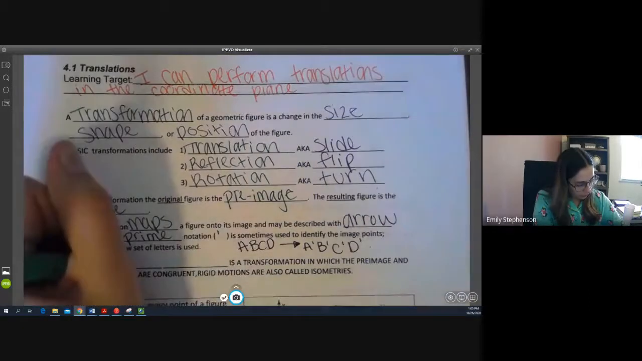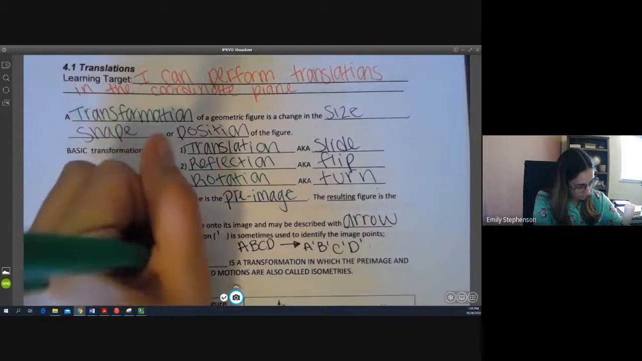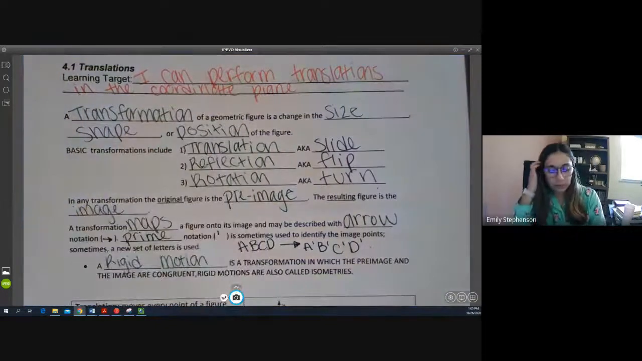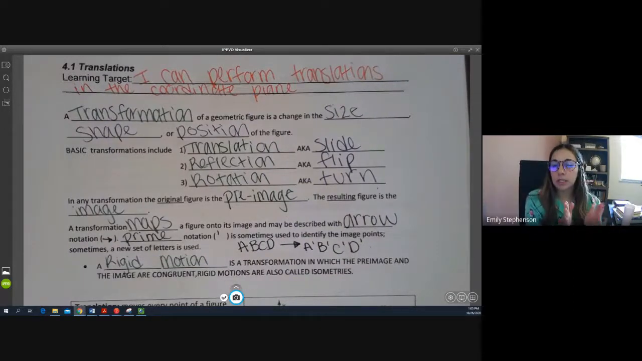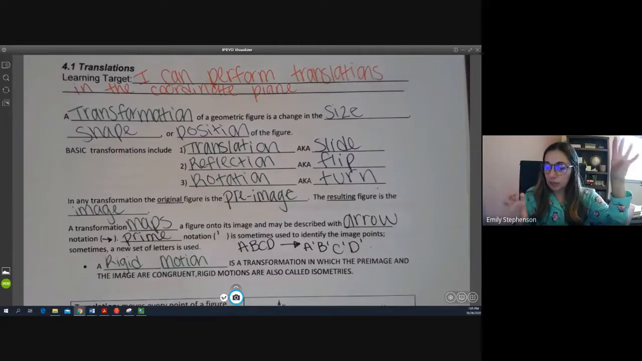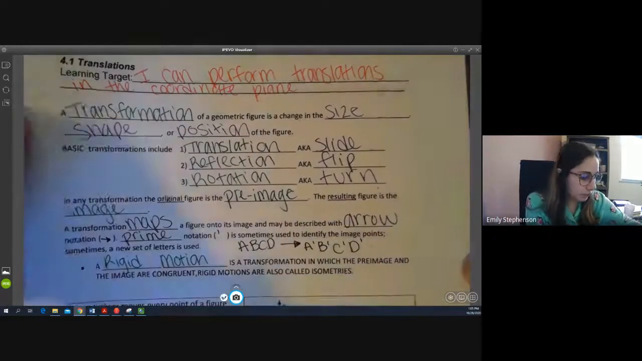Okay, a rigid motion is a transformation in which the pre-image and the image are congruent. Remember from way back in chapter 1, congruent means that there are two shapes that are the same size and the exact same shape. So one might be over here and one might be down here, but they're the exact same shape. And so a rigid motion maps the pre-image and the image to be exactly the same. So it didn't change the size of the shape and it didn't change the way the shape was. All it did was move it around in some way, and that's called a rigid motion.